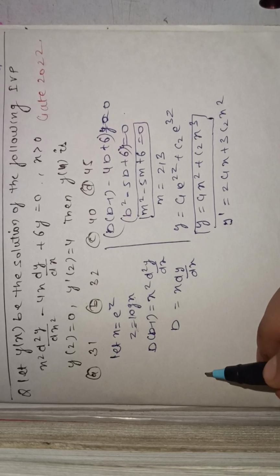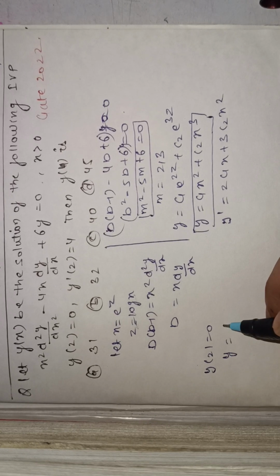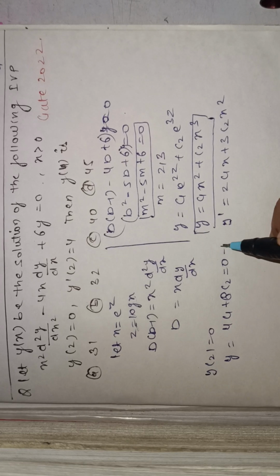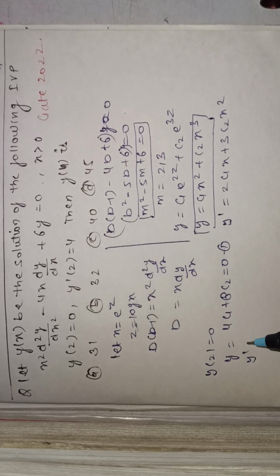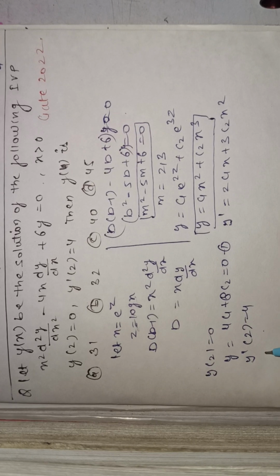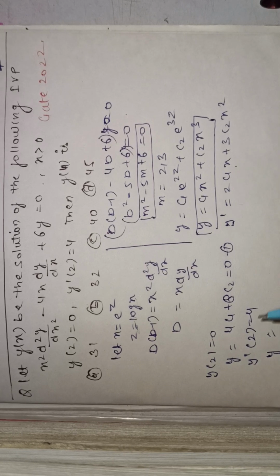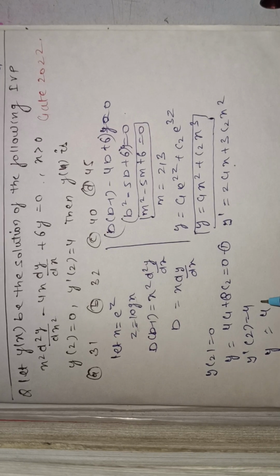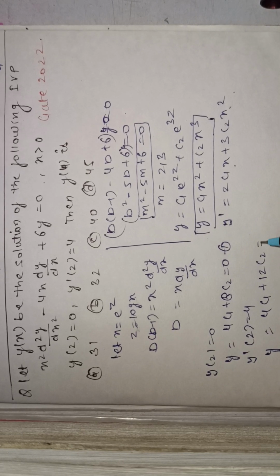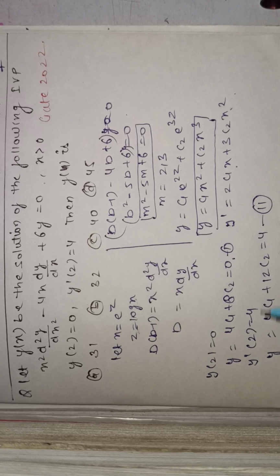Now we will put the conditions. At y(2) equals 0, we get 4c1 plus 8c2, which equals 0. This is equation first. And y dash of 2 equals 4: if we put 2 here, we get 4c1 plus 12c2 equals 4. This is equation number second.